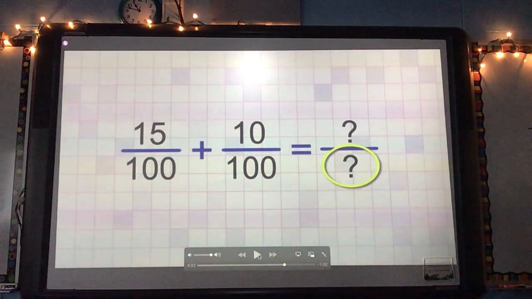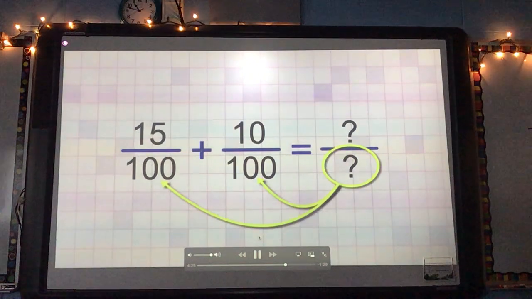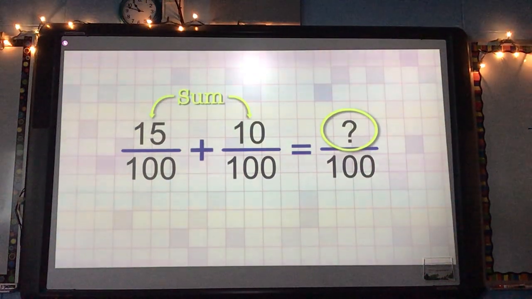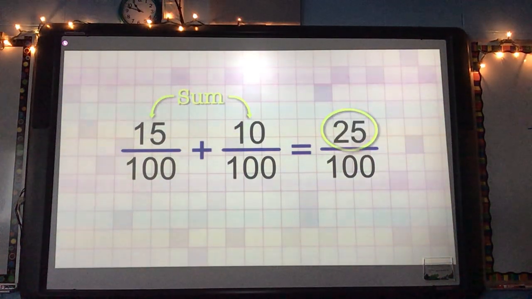15/100 plus 10/100. What is going to be your answer? Write it down. The bottom number of our answer will be the same as the bottom number of the fractions we're adding, 100. And the top number of our answer will just be the sum of our top numbers, 15 plus 10, which equals 25.